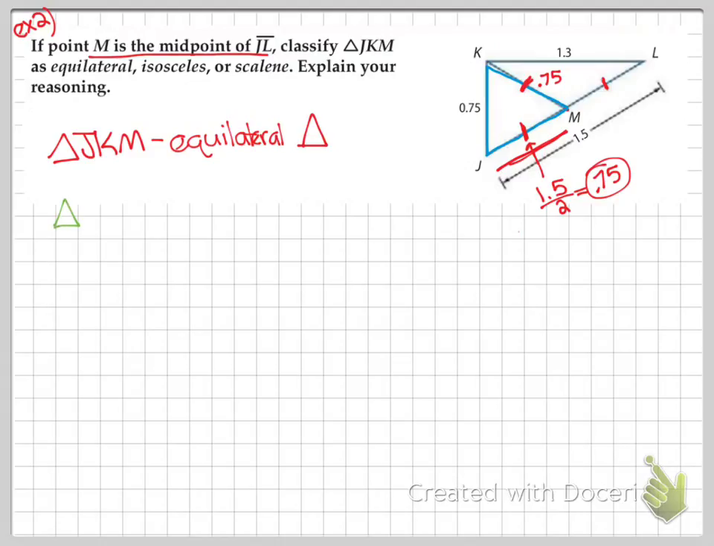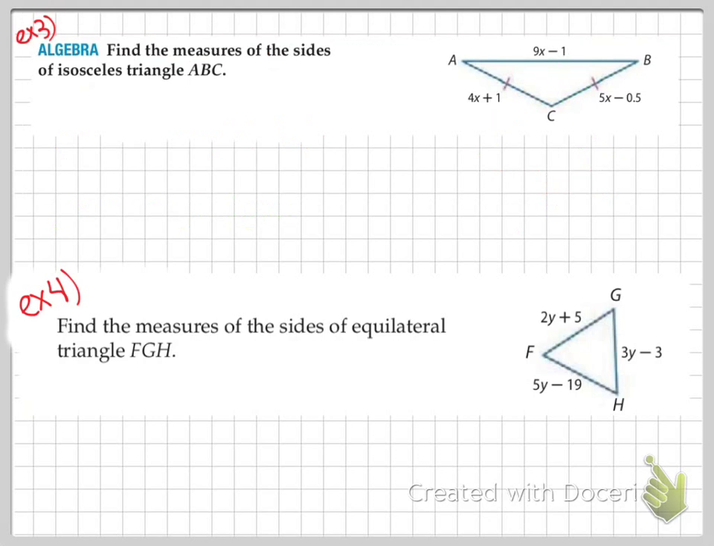Let's look at triangle JKL and classify it. So if you look at JKL, that's the whole triangle here. We've got a side of 0.75, a side of 1.3, and a side of 1.5. So since none of the sides are the same, that would be scalene, the scalene triangle. All right? So let's look at a few examples involving a little bit of algebra and using the information we just learned today.